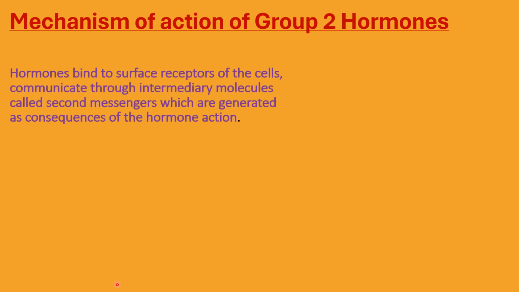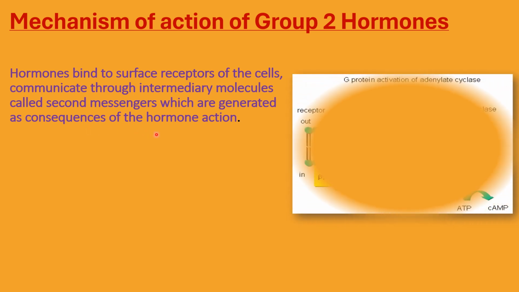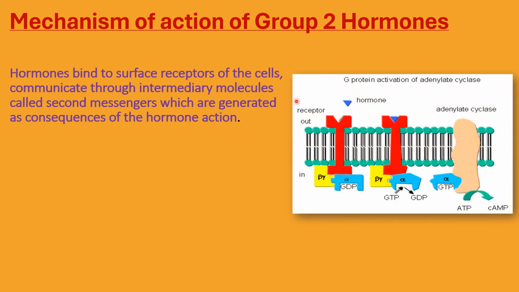Now let's discuss the mechanism of action of group 2 hormones. Group 2 hormones are hydrophilic in nature and they bind to the surface receptors of the cells since they cannot cross the lipid bilayer or the cell membrane. So they communicate through intermediary molecules known as second messengers, which are generated as a consequence of the hormone action. See, in this diagram we can try to understand it more clearly.